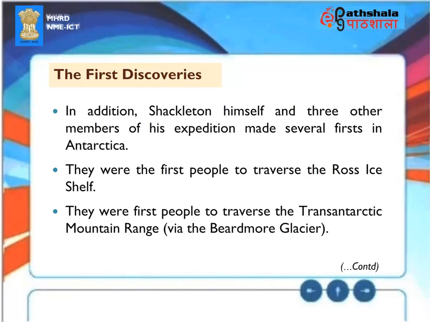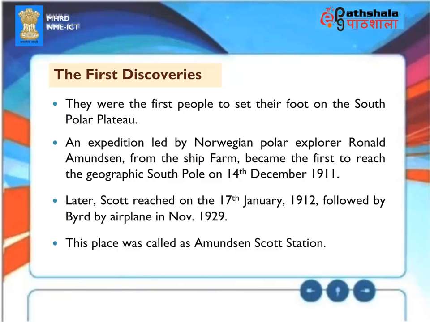The first discoveries. In addition, Shackleton himself and three other members of his expedition made several firsts in Antarctica. They were the first people to traverse the Ross ice shelf. They were the first people to traverse the Transantarctic mountain range via the Beardmore Glacier. They were the first people to set foot on the South Polar Plateau.